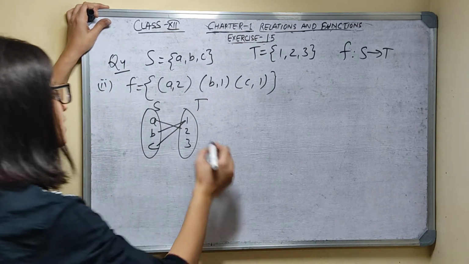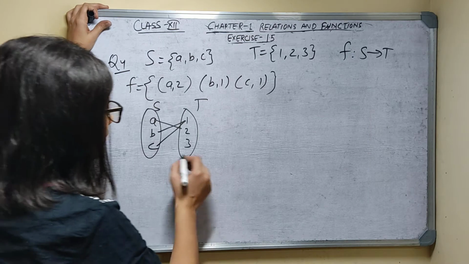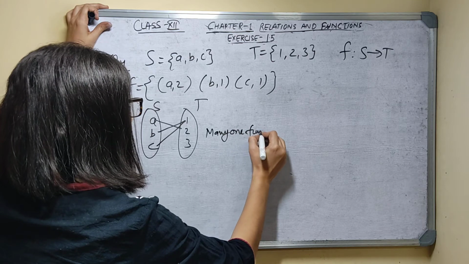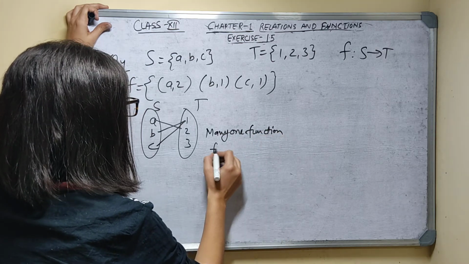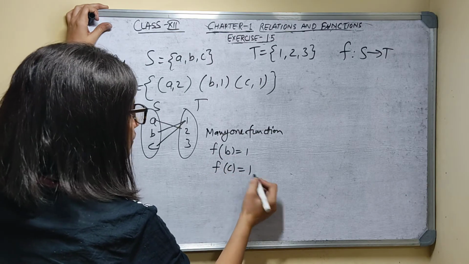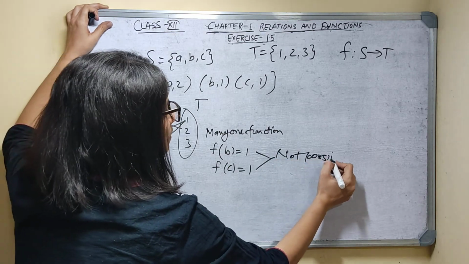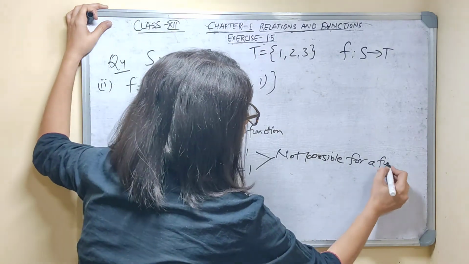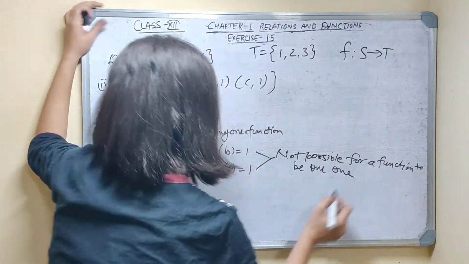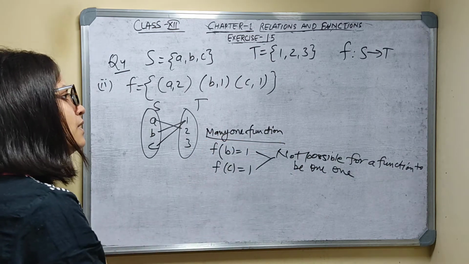So you can see here, B also has image what? 1. And C also has image what? 1. So this is what? Many-one function, not 1-1, many-one function. F of B is equal to 1, F of C is equal to 1. It is not possible for a function to be 1-1. Both have the same values, it is not possible. So it is a many-one function.